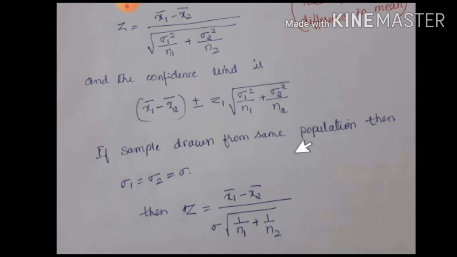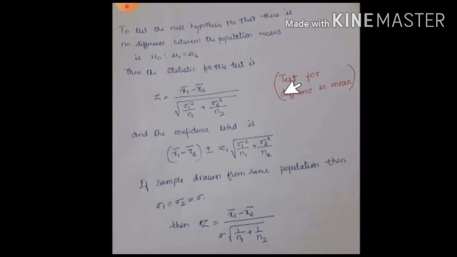Similarly, for the confidence limit, if the samples are drawn from the same population, sigma 1 square and sigma 2 square are taken common. So the confidence limit will be x1 bar minus x2 bar plus or minus z1 into sigma square root of 1 by n1 plus 1 by n2. This term you are going to get over here. Only that is the difference when the samples drawn are from the same population. So these many formulas you need to know before solving the problems related to Z test.